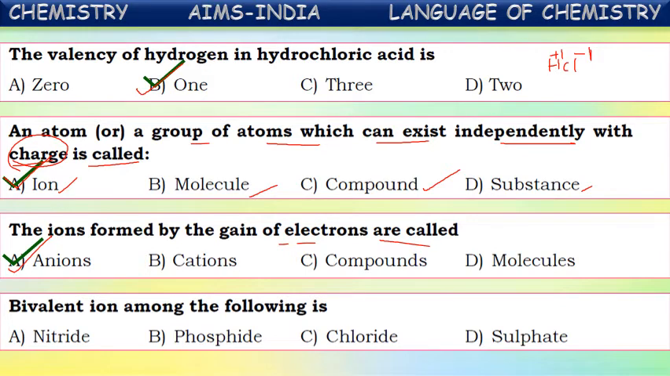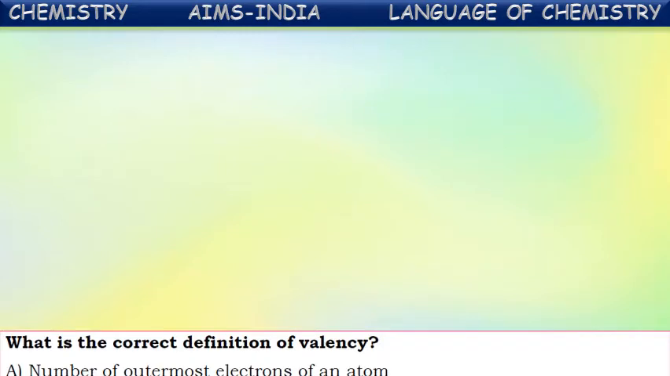Next, the bivalent ion among the following is... We know that chloride is Cl minus, phosphide is P minus 3, nitride is N minus 3, whereas sulfate is SO4 minus 2. So which is bivalent? This sulfate is the bivalent. This one is monovalent because it is -1. This is trivalent. This is also trivalent. So our answer is sulfate. Now come to the next question.